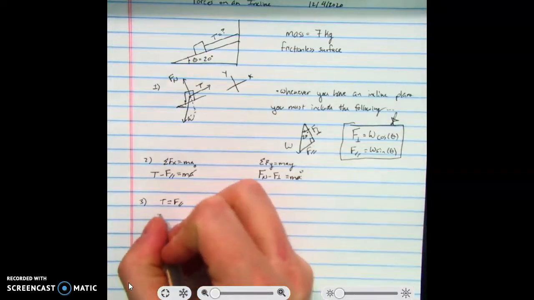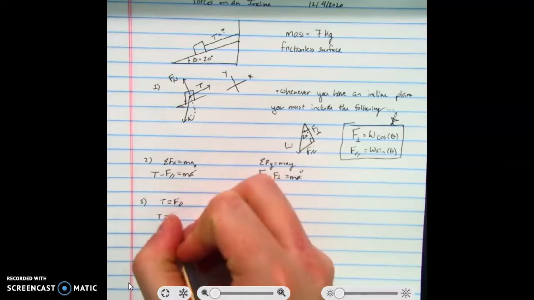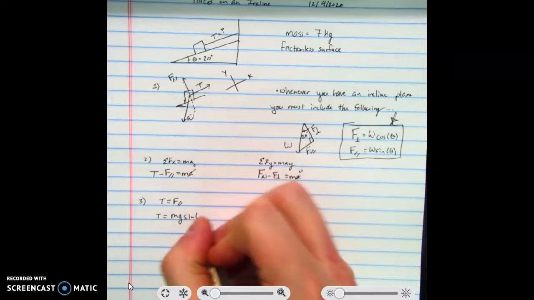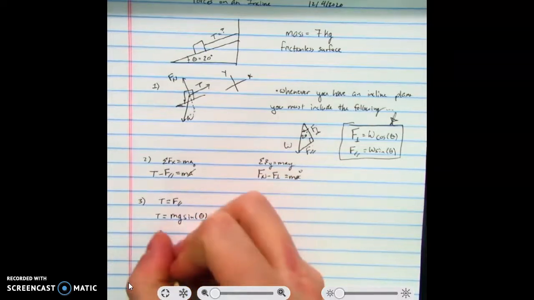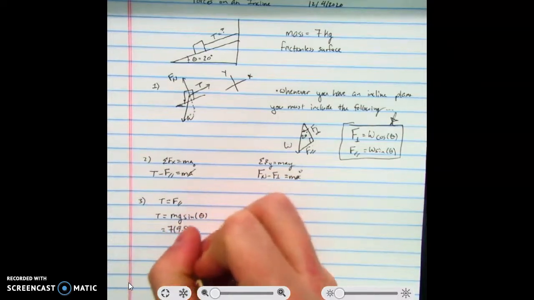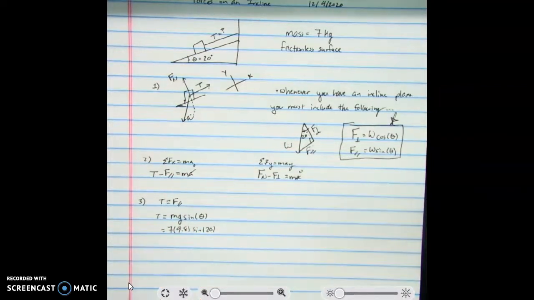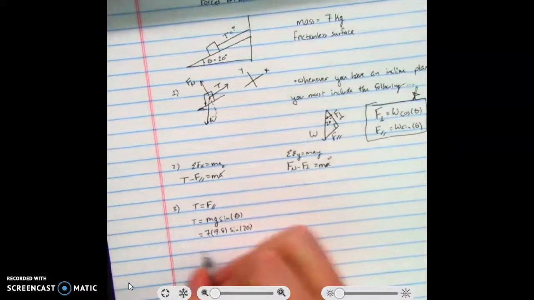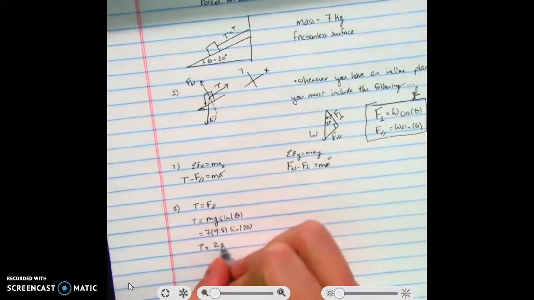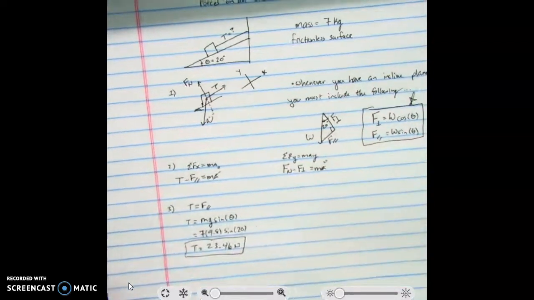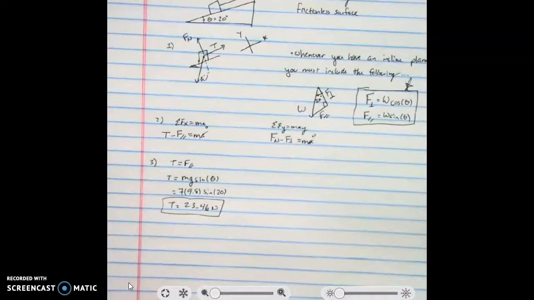So I'm going to say tension is equal to mg sine theta. So 7 times 9.8 times sine of 20. Let's make sure we are in degree mode. So 7 times 9.8, sine of 20. And that gives me a tension force of 23.46 newtons.